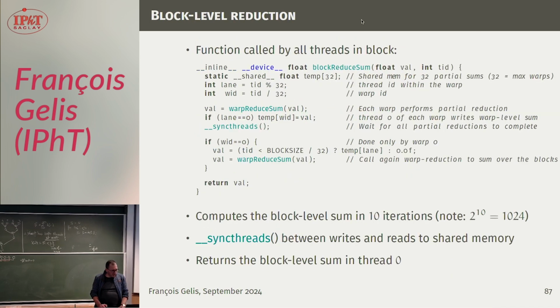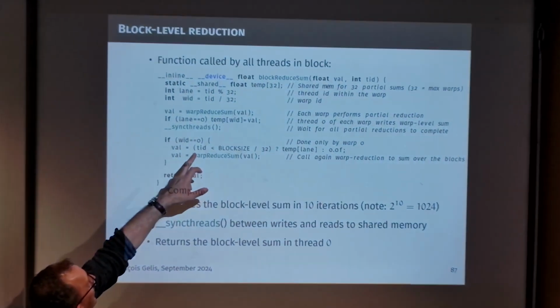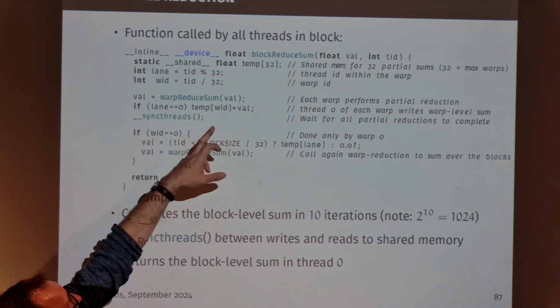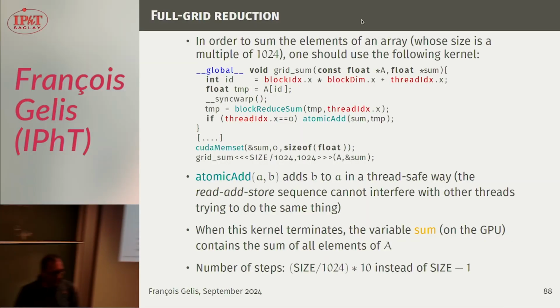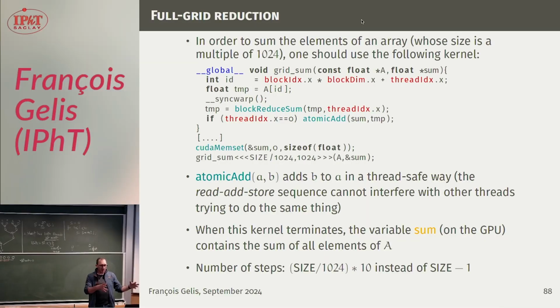So now, when we are at this stage, you have the block level sum in thread 0. It's an output of this function, block reduce sum. So thread 0 has a sum of all values that were in the block. And then you need an extra layer to sum these partial results across the blocks. So now it's another function that will do the sum for the entire grid, the entire array.